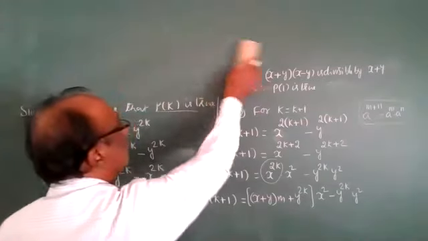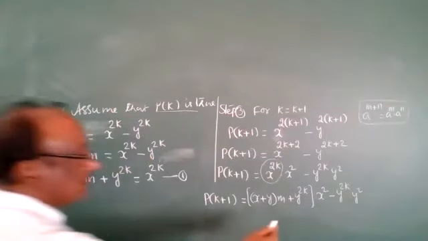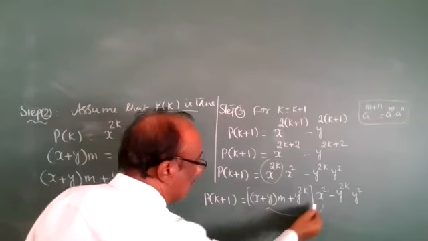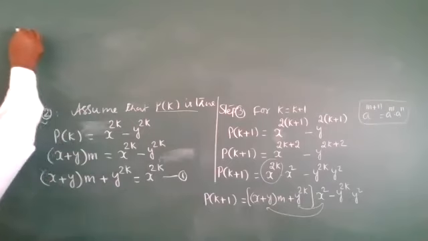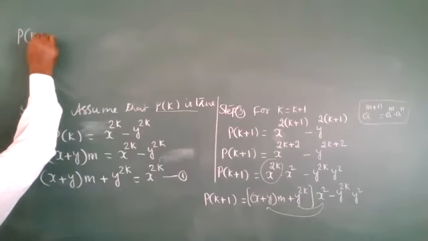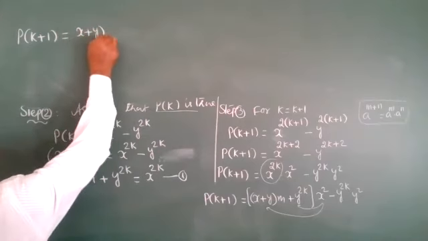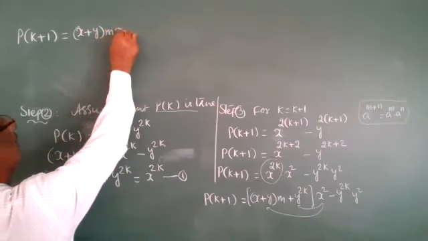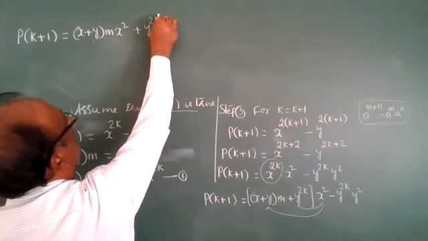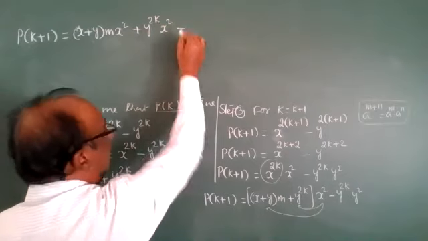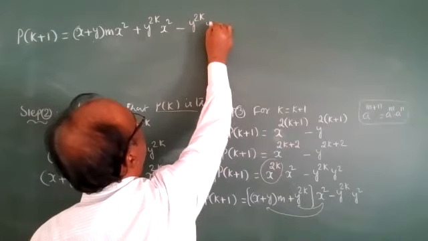I will write here. Multiply x square and simplify. Distribute x square. P of k plus 1 is equal to x plus y into m into x square plus y power of 2k into x square minus y power of 2k into y square.